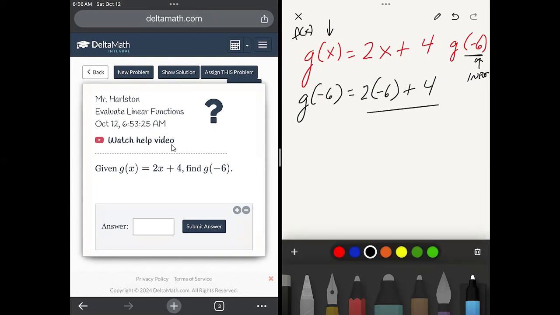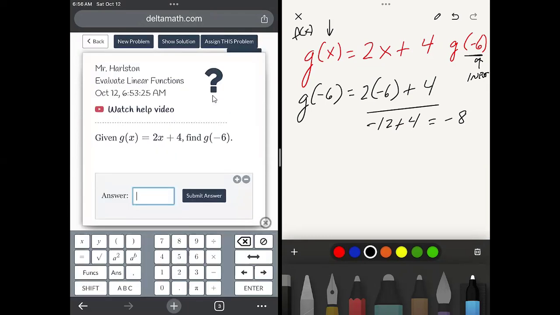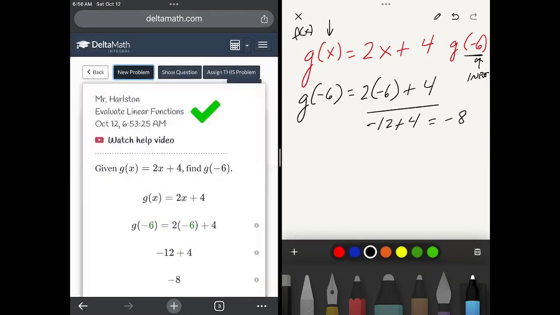Now remember, when you see parentheses, that means multiplication. So this is going to be 2 times negative 6, which is negative 12. And then it's going to be negative 12 plus 4. So the answer is going to be negative 8. All right, that's it. So then we're going to come here and we're going to put negative 8. Submit it. It says, nice job.